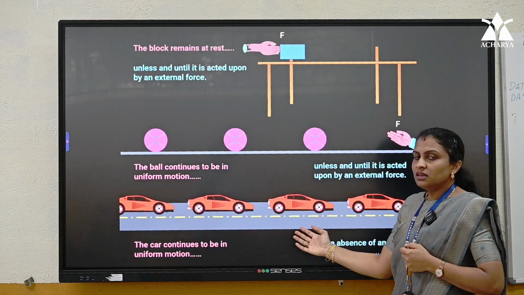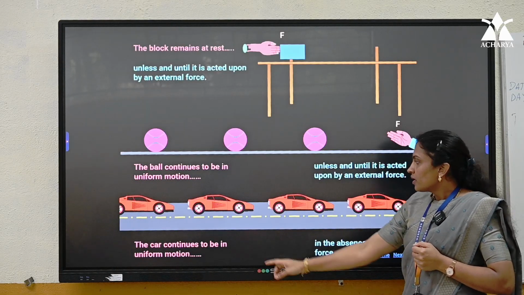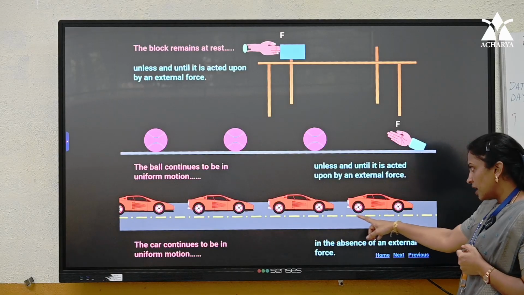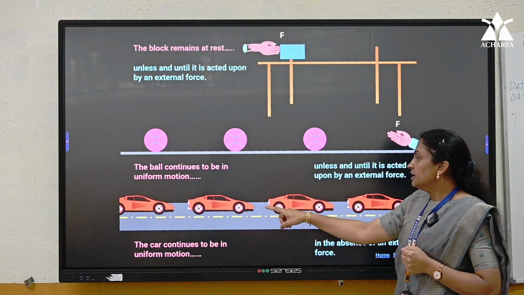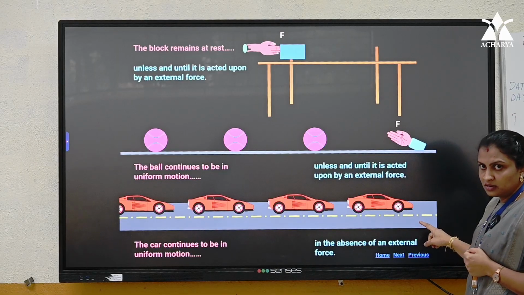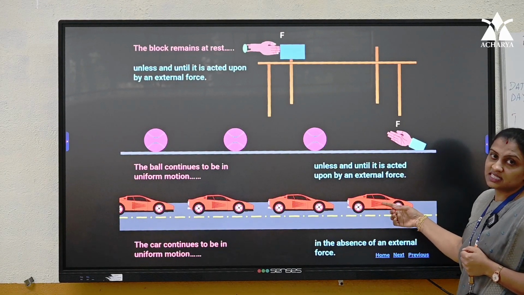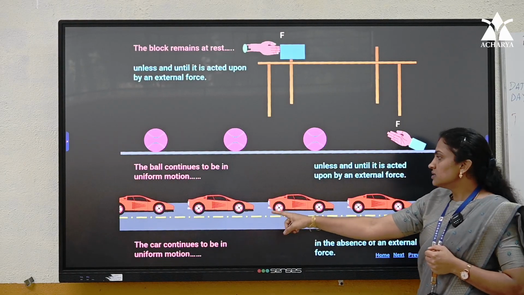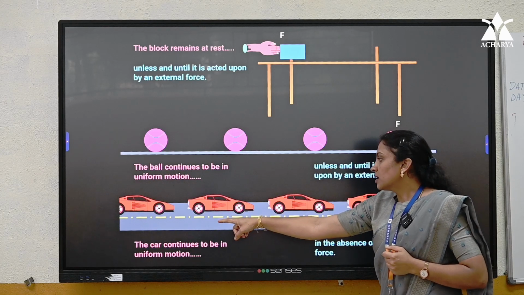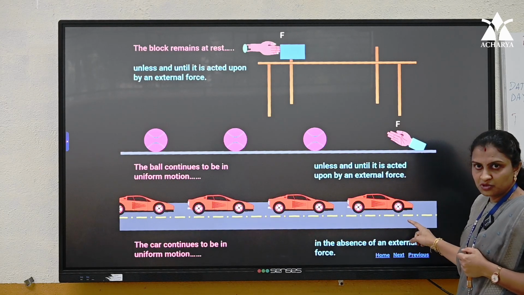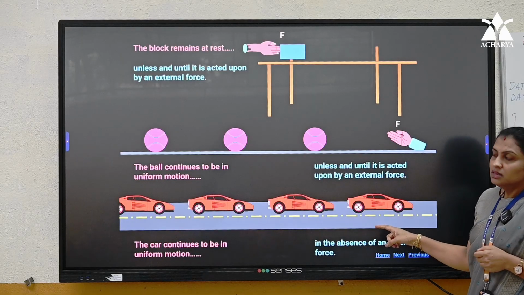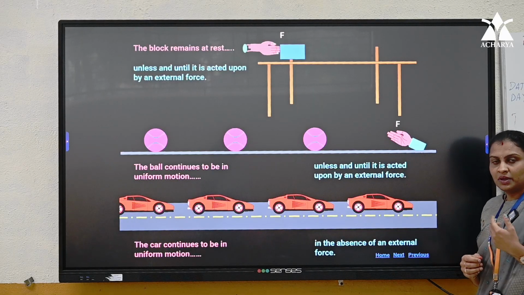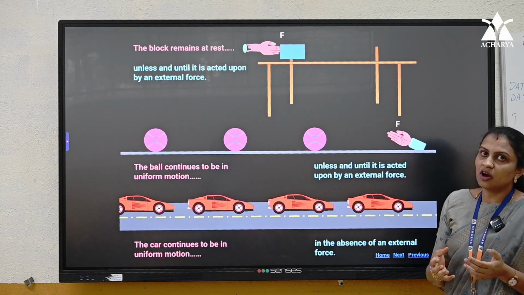And you can just see the third example. The car is moving on a straight road or a highway. The car continues to be in uniform motion in the absence of an external force. You can just see this one more time. The car continues to be in uniform motion in the absence of an external force. This is a very good example to help you understand Newton's first law of motion.